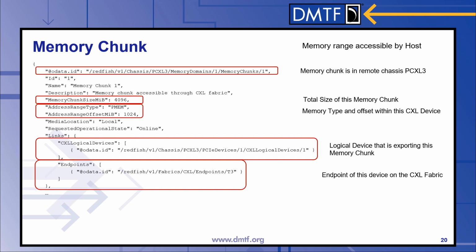Here we have the memory chunk in the remote CXL device, which is in the chassis model. This memory chunk describes the chunk size, the memory type, and the offset within the CXL device for that chunk. We also have the links to the logical device that is exporting this memory chunk and the endpoint on the fabric that represents the CXL device on the fabric.